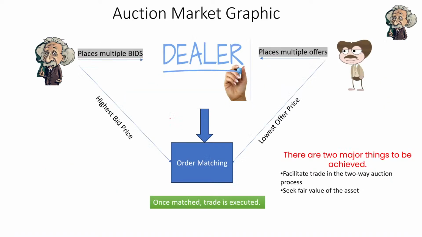Okay, this one's fairly easy. A buyer, if he wants to, can put some bids. The seller is going to put some offers, and then the dealer is basically there to combine the two, right? Their job, or a market maker or a dealer local, is to match the highest bid with the lowest offer. Once that comes together, you've got a trade, right?